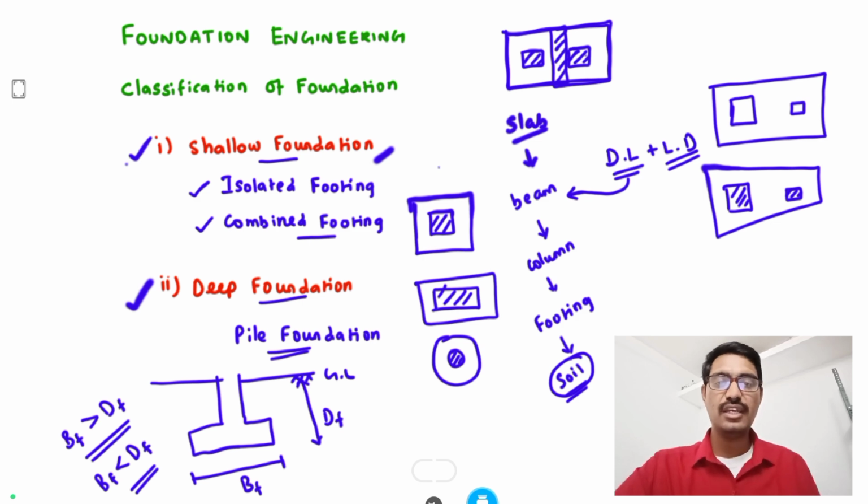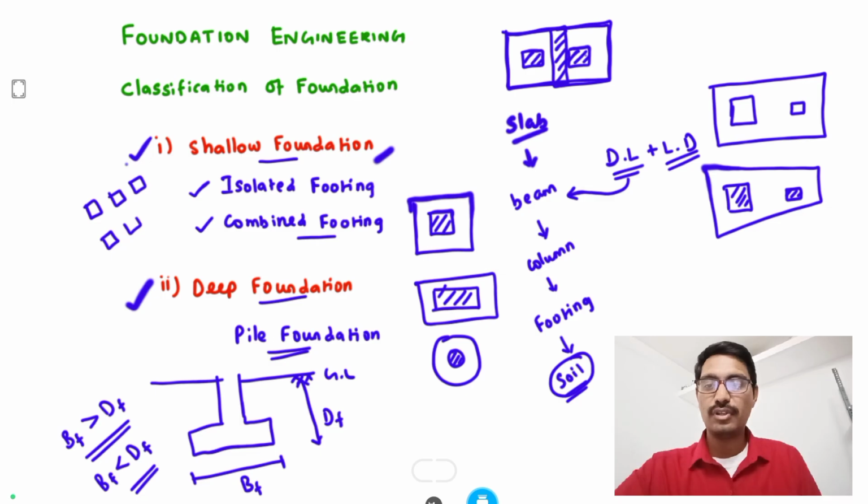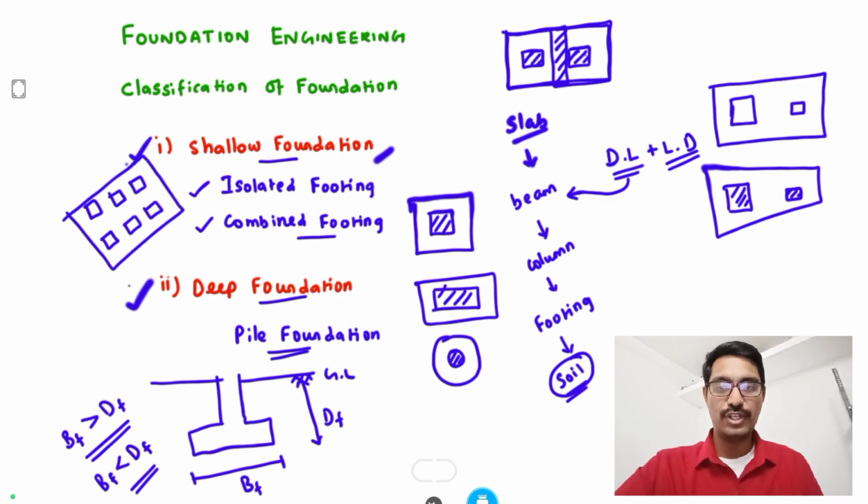Next, if all the columns provided in the building are very close to each other, for example there are 6 columns in the building and every column is closely placed, we go for one foundation for all the 6 columns, that is called mat foundation. Another case is if the bearing capacity of soil is very less, or in waterlogged areas, we go for mat foundation. In lake areas or seashores, wherever we can't go for deep foundation, in those cases we go for mat foundation.